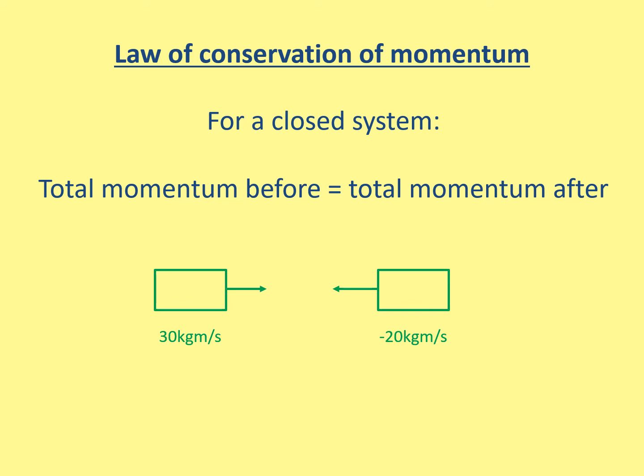This is one of the most important laws in physics. It's called the law of conservation of momentum. And it says, for a closed system, so a system that we looked at earlier, the total momentum before is equal to the total momentum after. So if you work out your system and work out whatever objects are in that system, you add all their momentums together. After they collide, they're going to have the same total momentum.